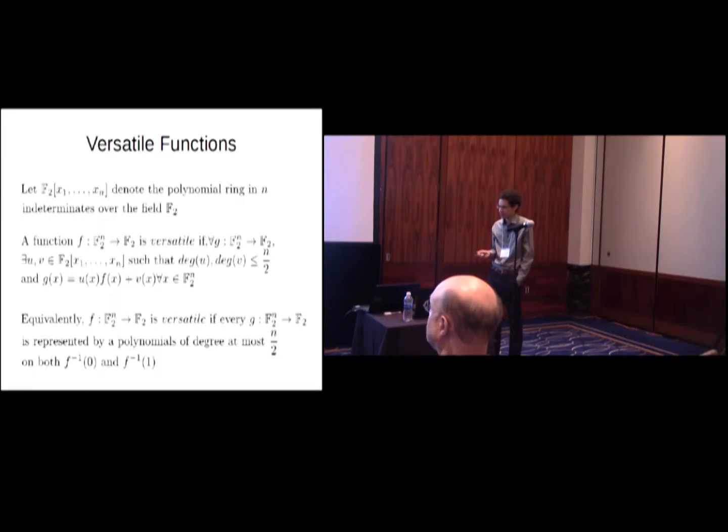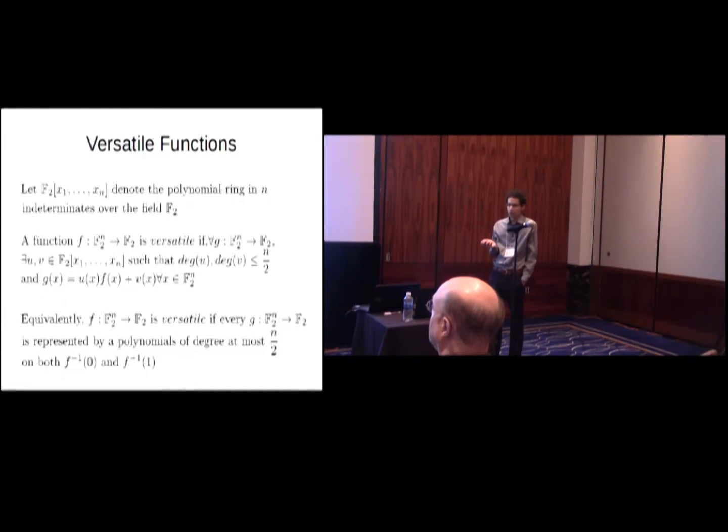The very last thing I want to talk about quickly is simply the main overview of how this works. The key idea is the concept of versatile functions as defined by Green, where simply the idea is that given the polynomial ring in n indeterminates, we say a function is versatile, very briefly, if it partitions space into two pieces, the 0 set of f and the 1 set of f, such that every function g has the extremely peculiar property that it's extremely low degree on both the 0 set and the 1 set. And by extremely low degree, I mean of degree at most n over 2.